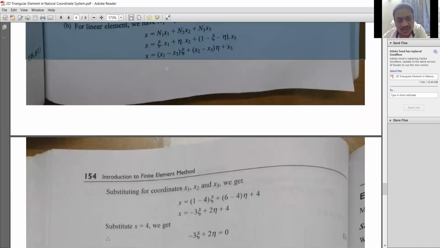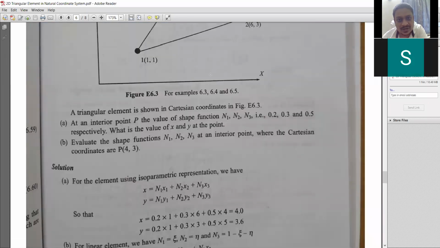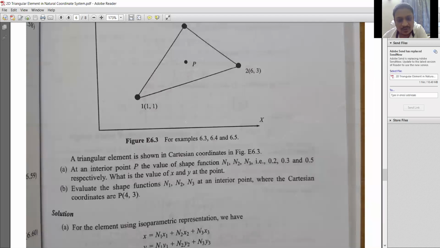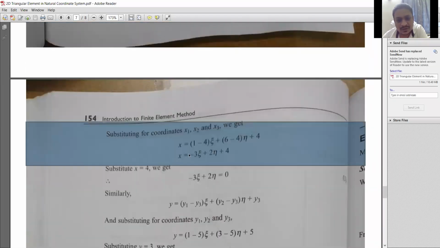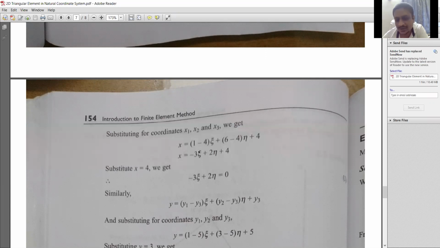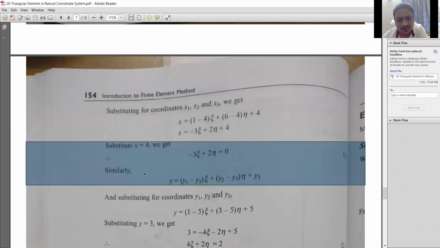Here x1 is 1, x2 is 6, and x3 is 4. These values are given, so we can substitute them. After substituting, we get the value of x in terms of xi and eta. So this is one expression: x is nothing but this into this. Similarly, we can get an expression for y also.